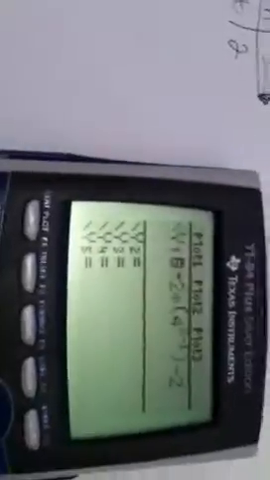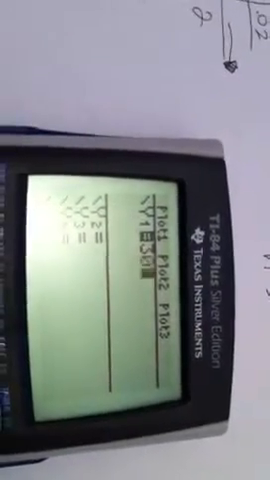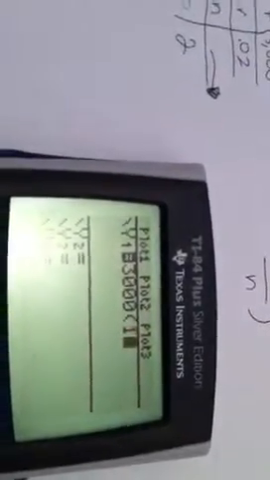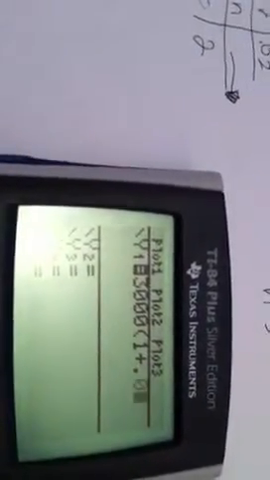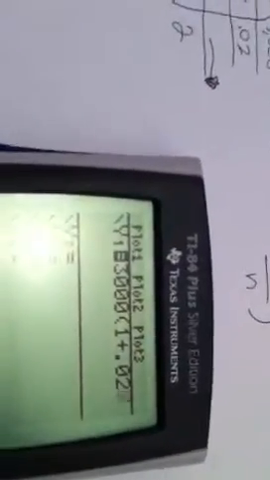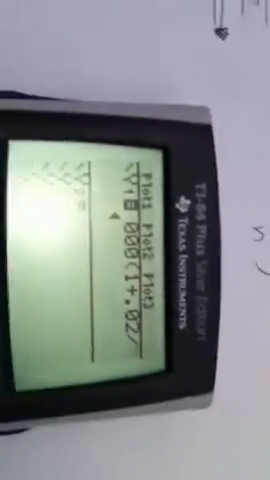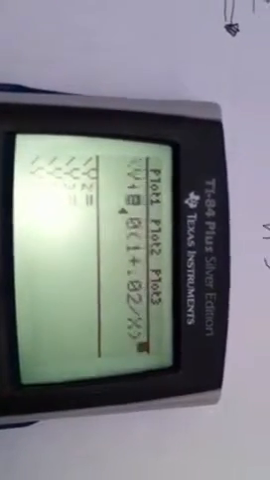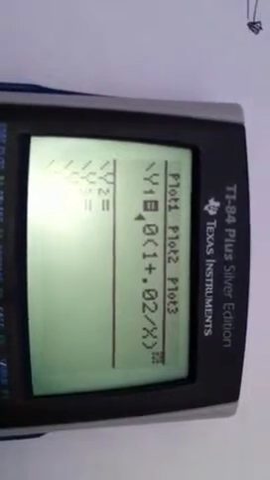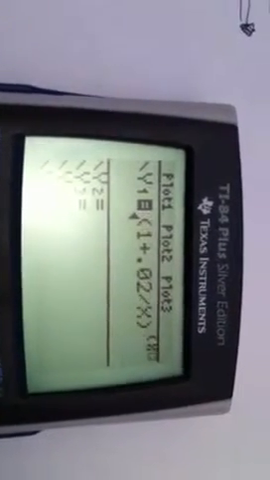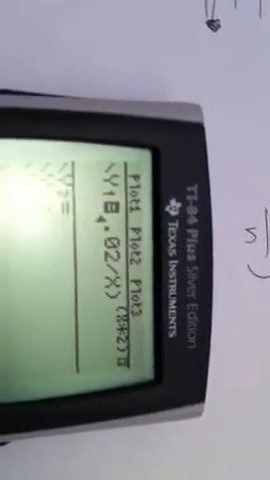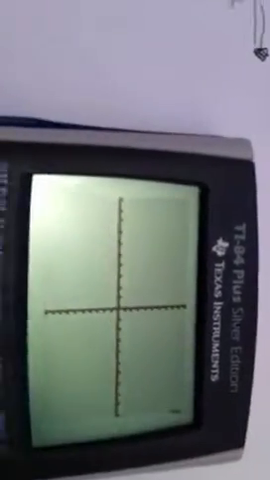So we're going to have 3,000. Let's clear that out. 3,000 times (1 plus 0.02 over X, X meaning N), to the power of (X times 2). And we're gonna hit graph. And we wait.